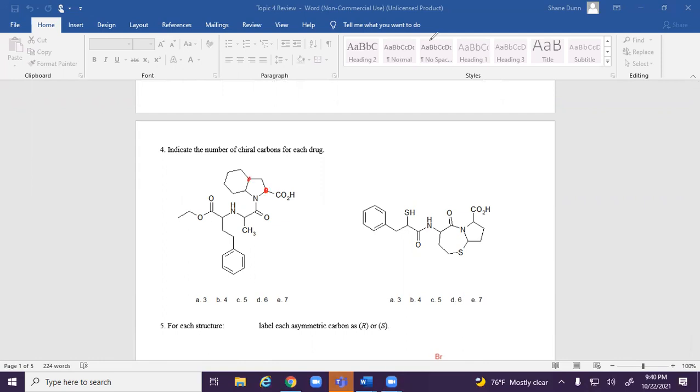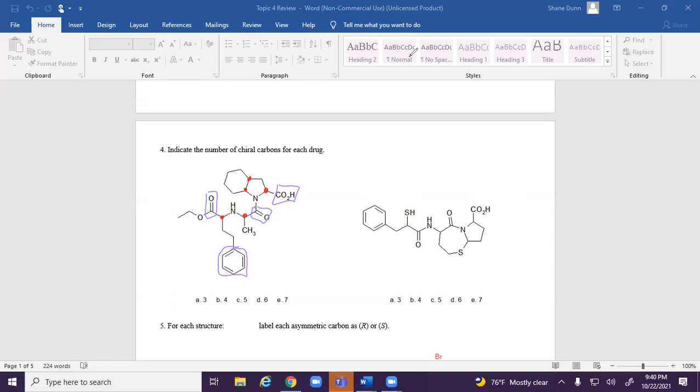Got a chiral here, chiral here, chiral here, chiral here, chiral here. That's it. Those are all your chiral centers. Using purple. There is no chiral here because there's too many double bonds. No chiral here because there's too many double bonds. No chiral here, double bonds. Double bonds here.